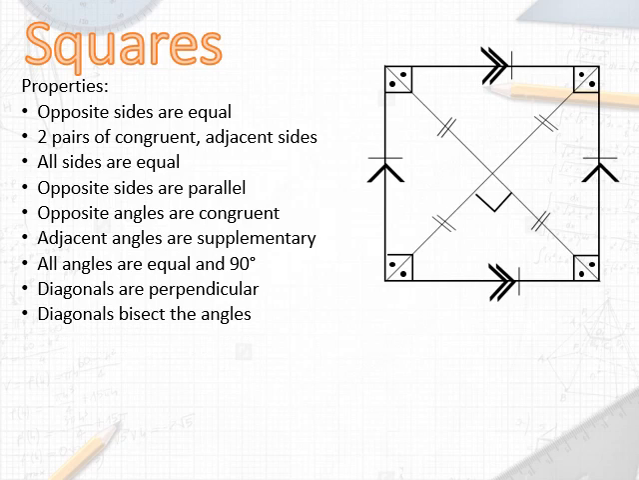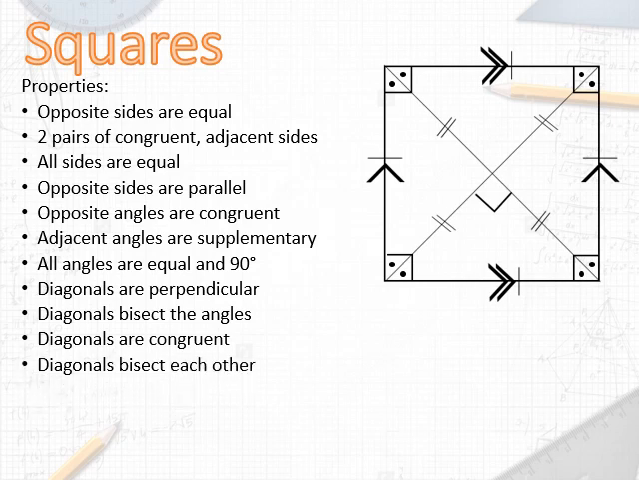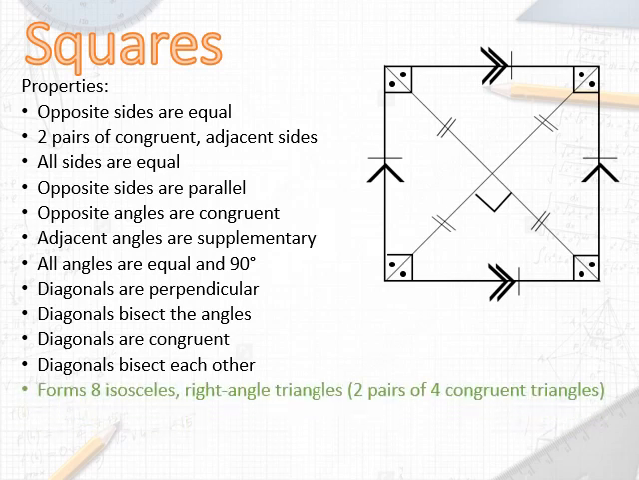The diagonals bisect the angles, just like a rhombus. The diagonals are congruent, just like a rectangle. The diagonals bisect each other, just like in a parallelogram, rectangle, rhombus, and so on. And then finally, we get down into what makes a square as well.